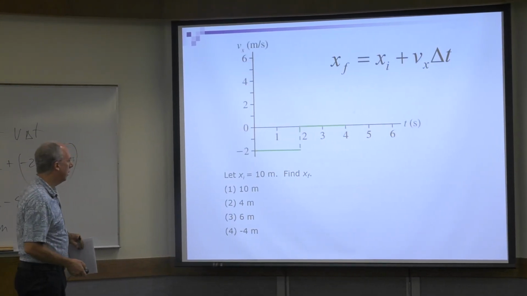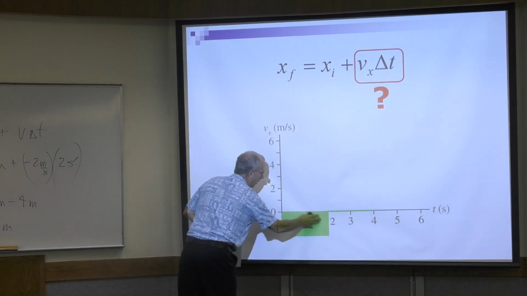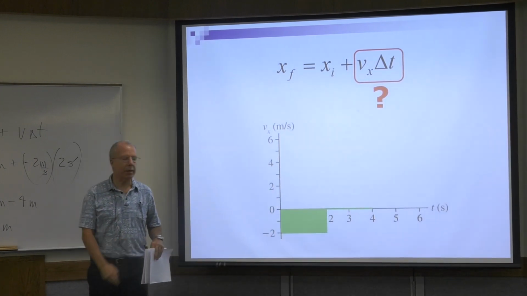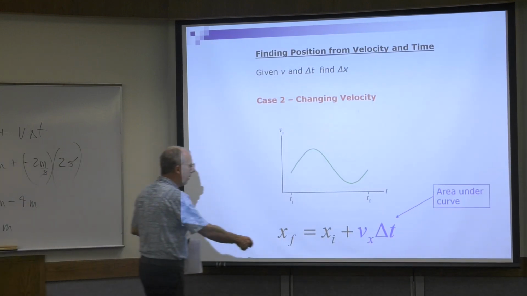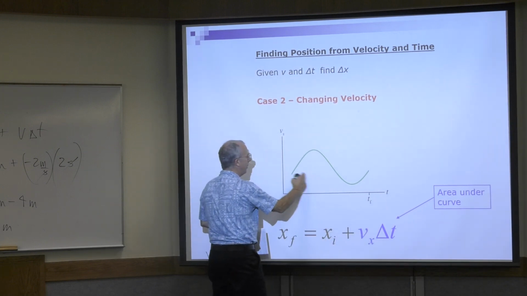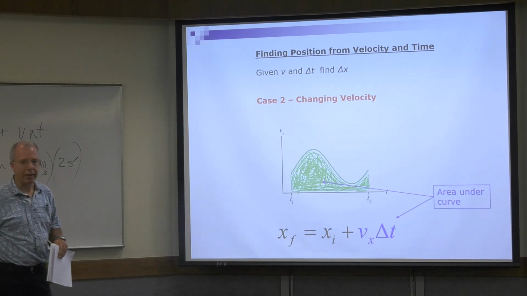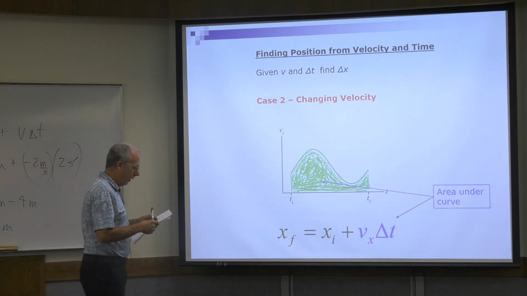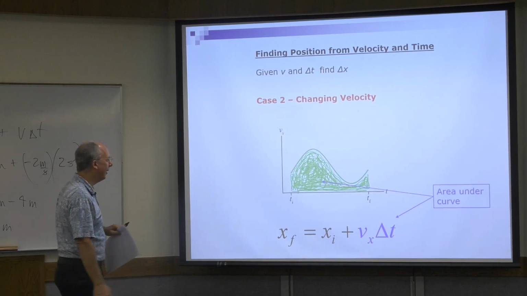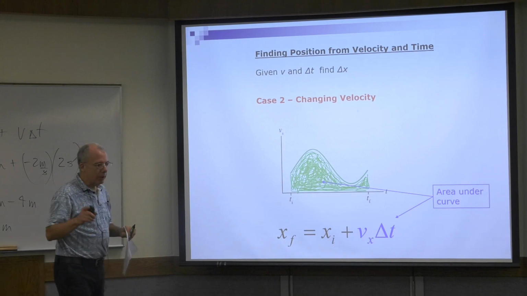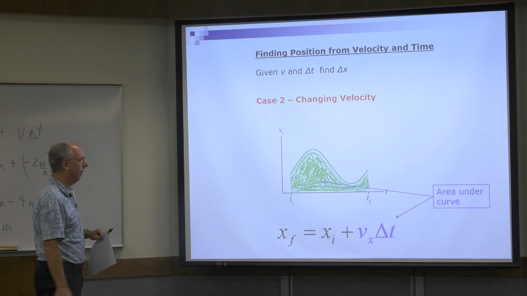I said earlier that this v delta t is the area under the curve. That was just a rectangle for constant velocity. Well, if we have something crazy like that, this is still the area under the curve, but obviously it's not going to be a rectangle. So that's the area under the curve. Kind of messy, but you can do it. In lab, you'll do it, and the computer will calculate the area under the curve. So you'll see this again.